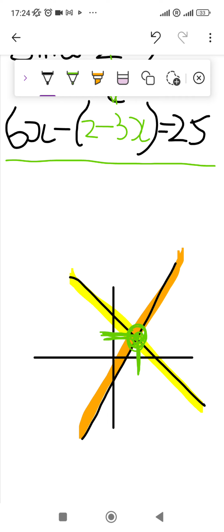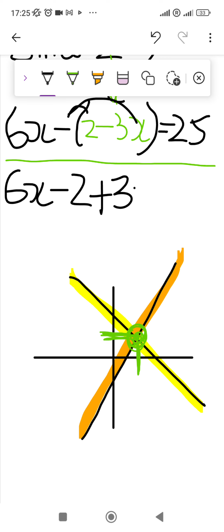So this negative is going to multiply in. So we'll have 6x minus 2. The minus and the minus multiply, so we have a plus 3x, and it is equated to 25. Okay, let's clear this for us.